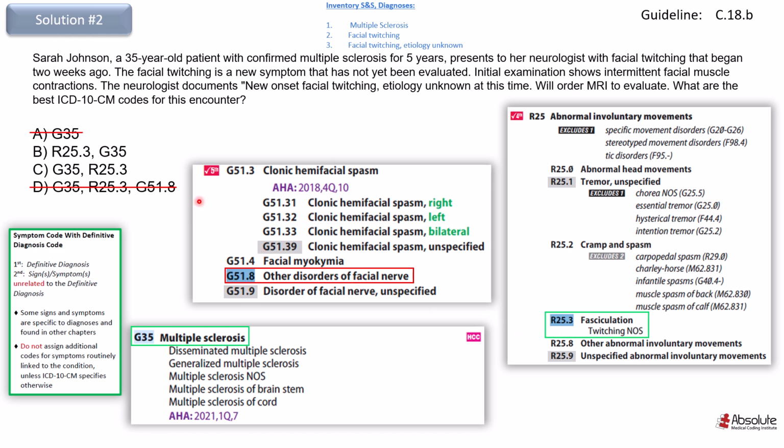And so now we have B and C. And as you can see here, it's based off of sequencing order. So what is the reason for our encounter? This patient who already has multiple sclerosis that's been diagnosed for quite a while is presenting with new facial twitching. So their reason for the encounter is going to be that facial twitching. So I'm going to sequence the facial twitching first, the R25.3, and then the multiple sclerosis second. So we're going to eliminate C, keep B, R25.3, G35.